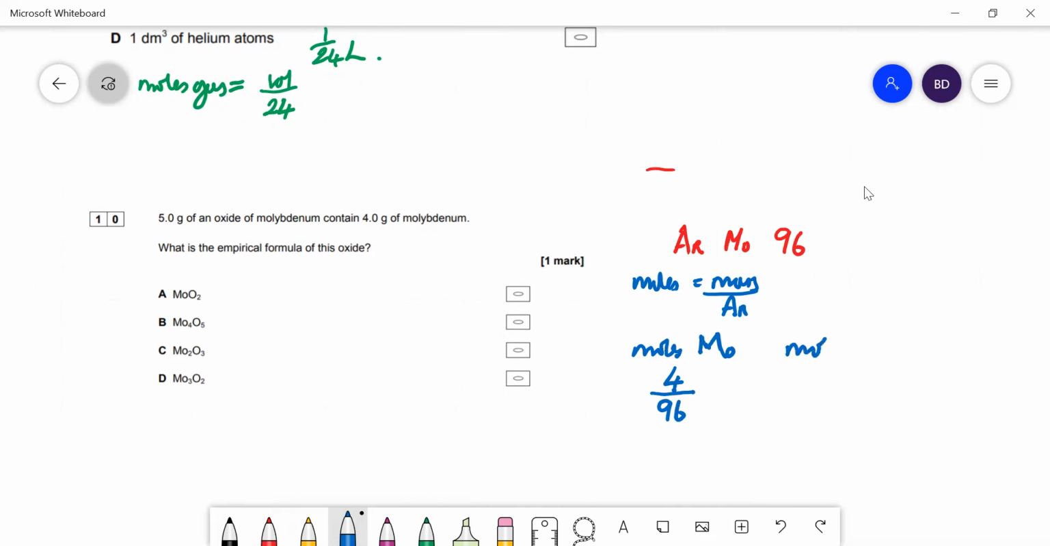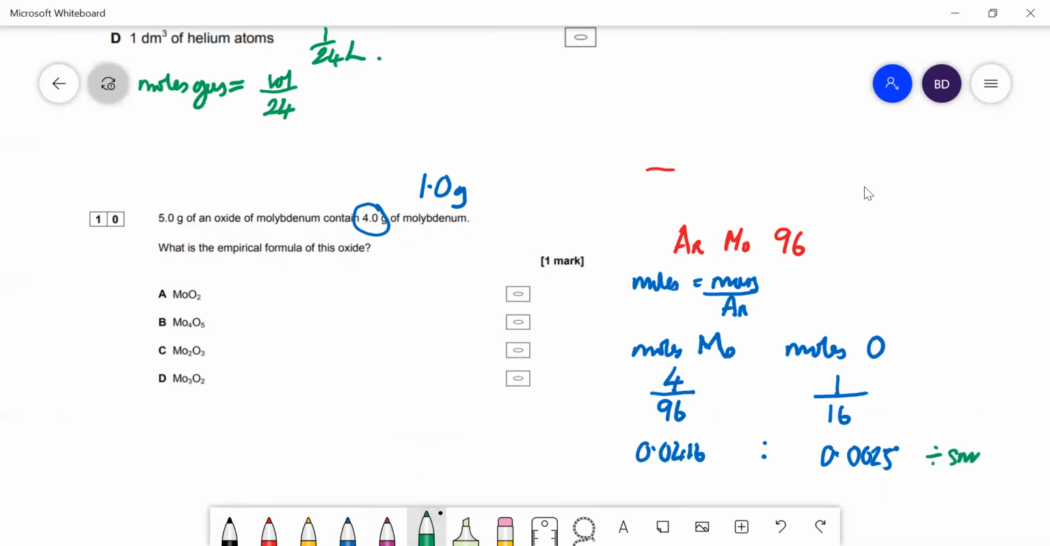And then we've got our moles of oxygen here. Well, if 5 grams is 4 grams of molybdenum, 1 gram has got to be oxygen. So we've got 1 divided by the Ar of oxygen, which is 16. So if we put the numbers in, that's 0.0416 moles, and that's 0.0625 moles. So that's the ratio of the moles. And what do we do to simplify the ratio? Divide by the smallest number. The smallest number we've got there is 0.0416.